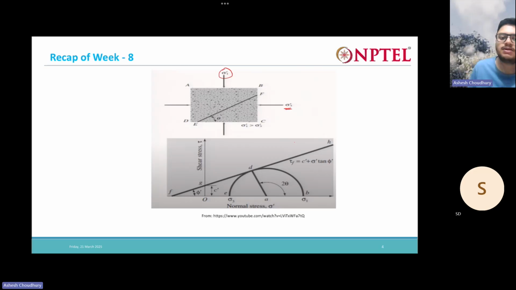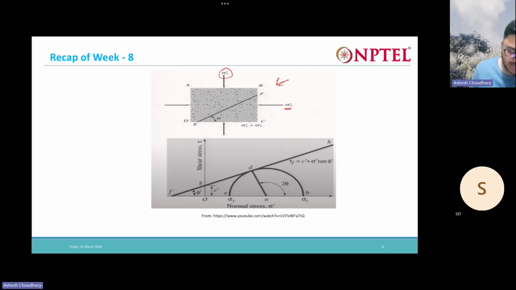Say EF is nothing but the failure plane, which is inclined at an angle theta with the horizontal. So this whole thing is a stress state. When you want to plot this stress state in terms of a Mohr circle, how do you do it?